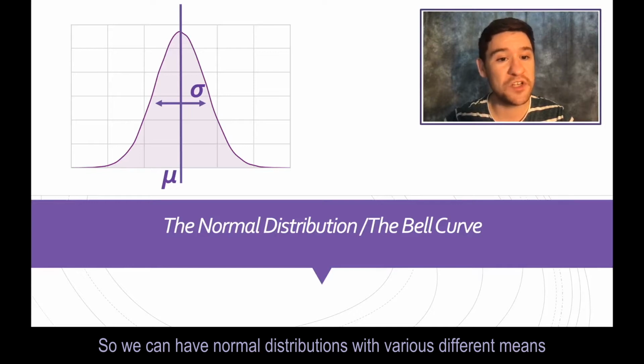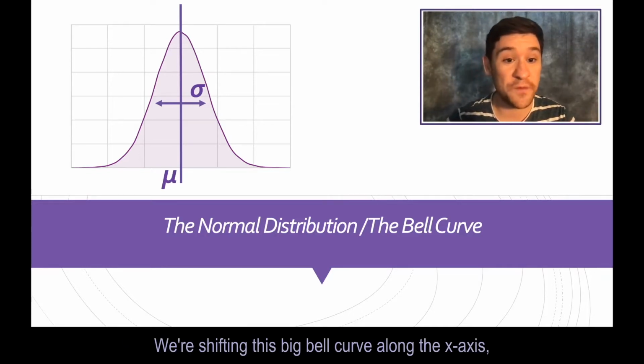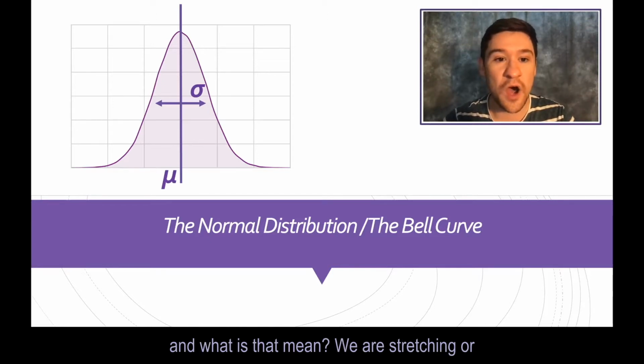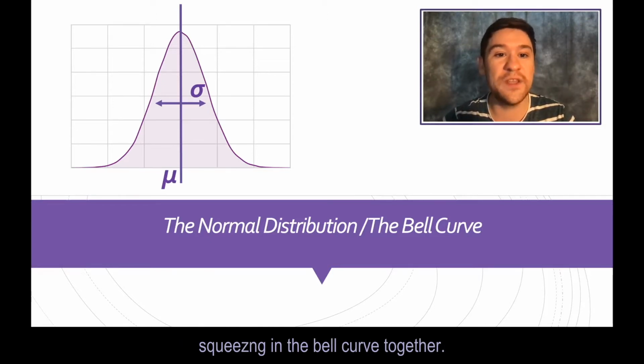So we could have normal distributions with various different means. And what does that mean? We are shifting this big bell curve along the x-axis. And we could have normal distributions with different sigmas. And what does that mean? We are stretching or squeezing the bell curve together.